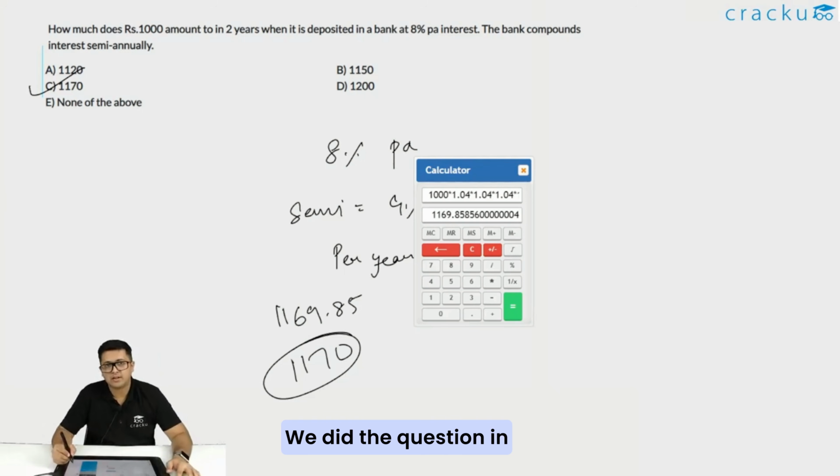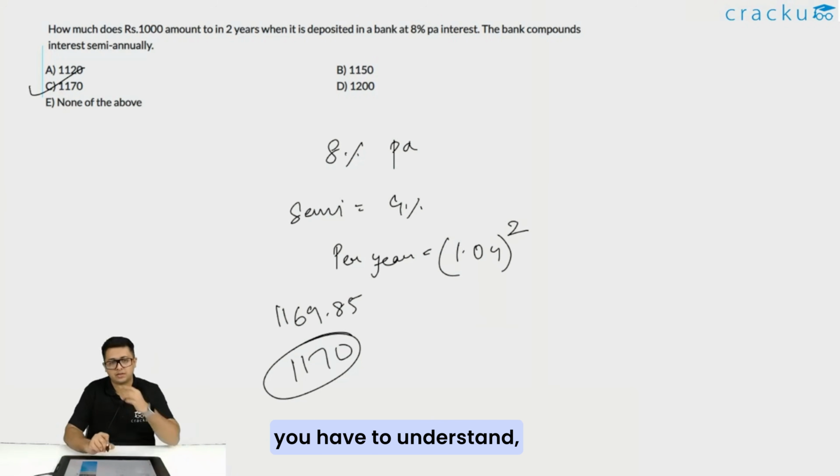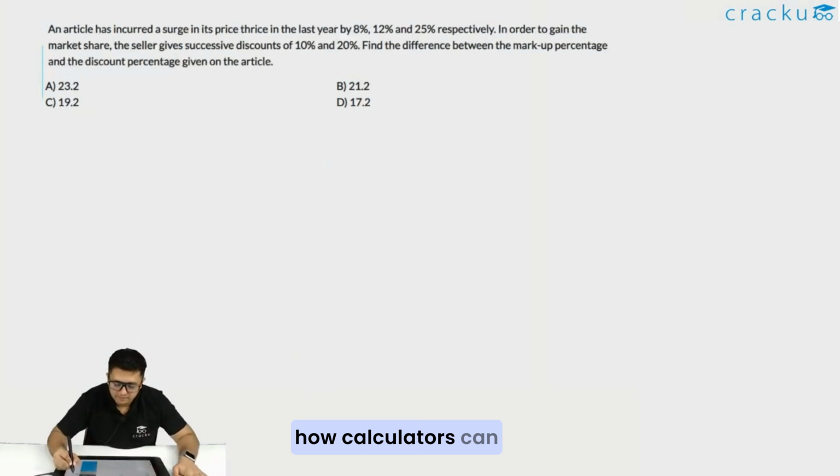We did the question in under a minute, right? That is what I'm talking about. This is an easier question, but still you have to understand the calculator can be very effective. Let's look at the next question.